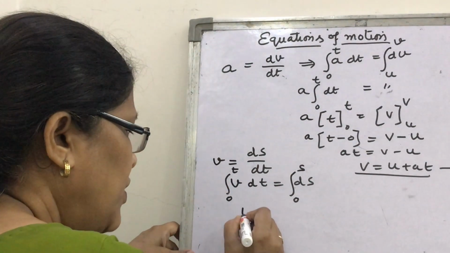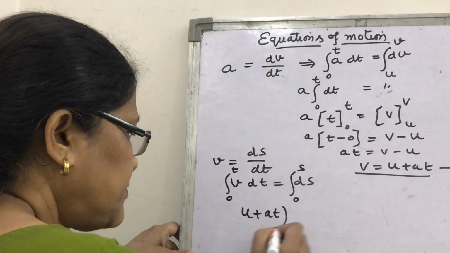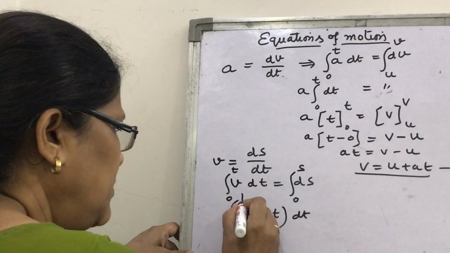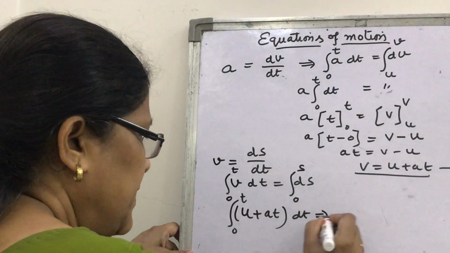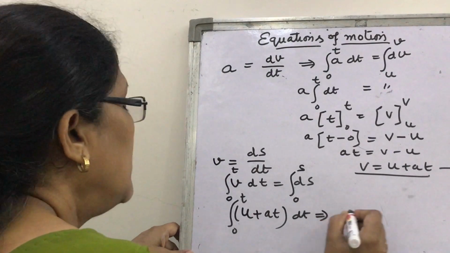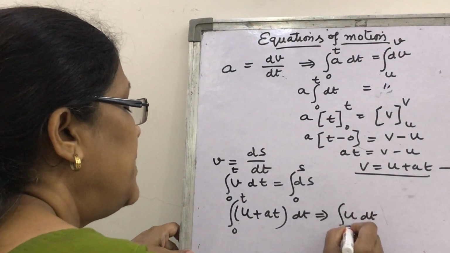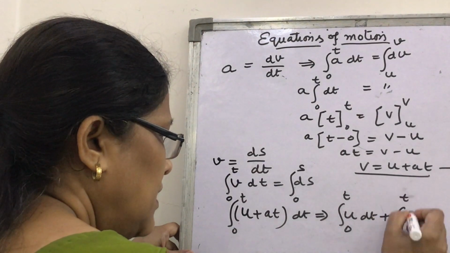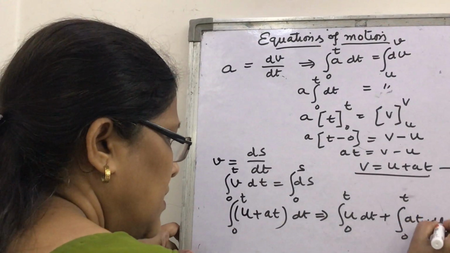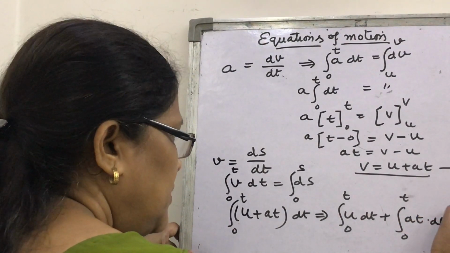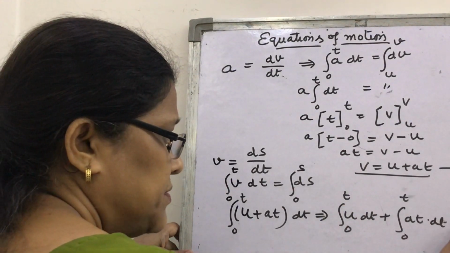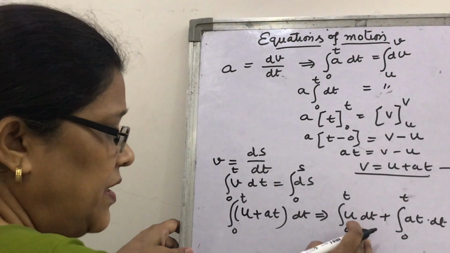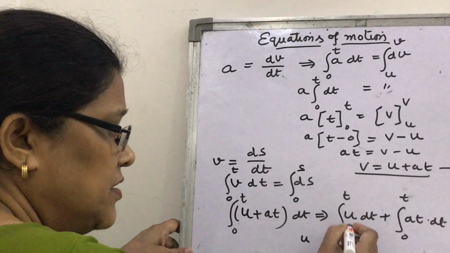So you can write u plus at the whole dt, with the same limit 0 to t. You can open the bracket: u dt within the limit 0 to t plus a t dt, and this is equal to 0 to s of ds. Again simple, u, the initial velocity, will be here, you can write u again, 0 to t dt.